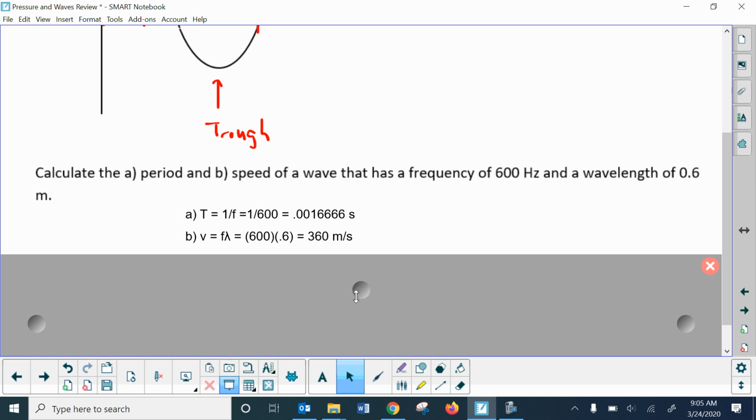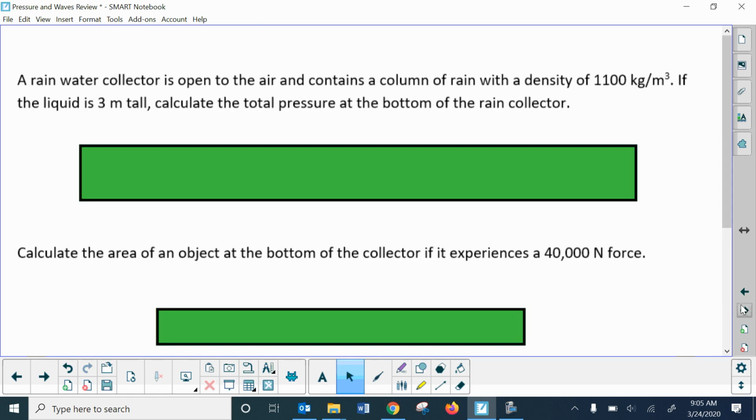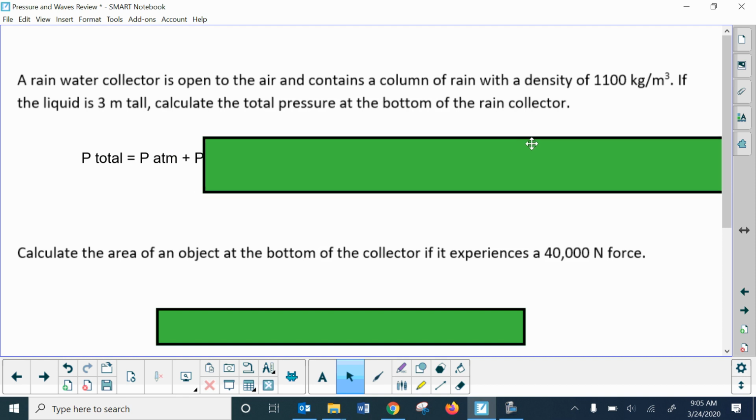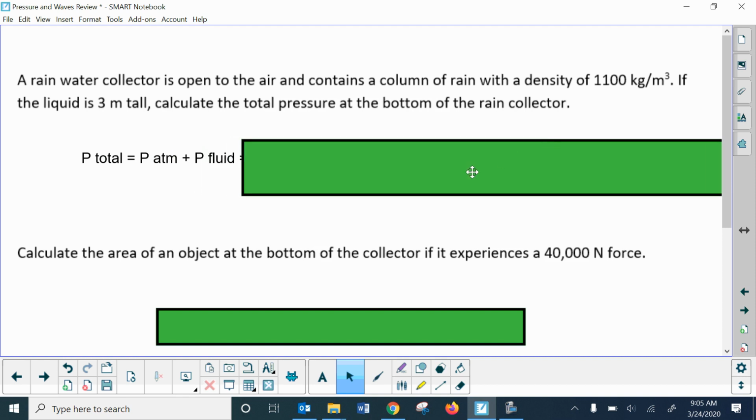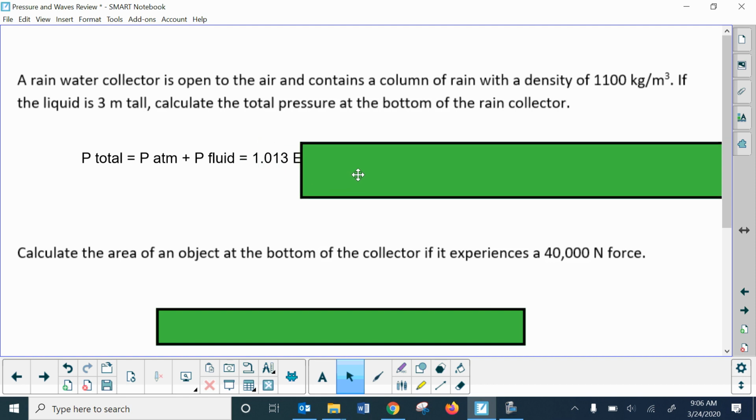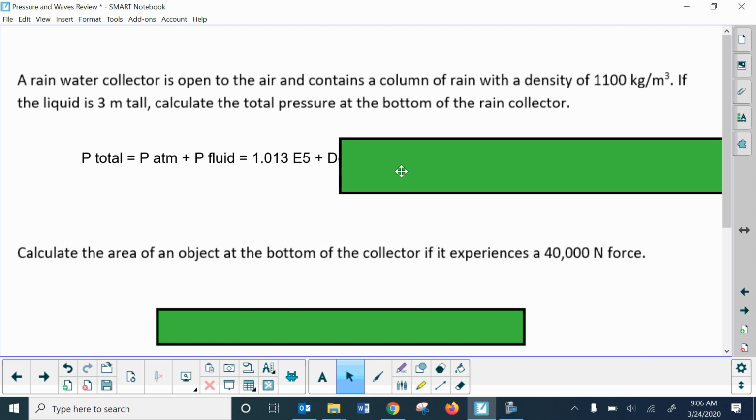So that's that one. So I think the last one that we have on this video is this pressure due to depth idea. So it says a rainwater collector is open to the air, contains a column of rain with a density of 1,100 kilograms per meter cubed. If the liquid is 3 meters tall, calculate the total pressure at the bottom of the rain collector. So the total pressure would be the atmospheric pressure plus the pressure due to the fluid. So you have, it's open to the air, so you have atmospheric pressure or air pressure and that fluid pressure from the water. So the air pressure is a constant. Again, we're just going to use 1.013 times 10 to the 5th.